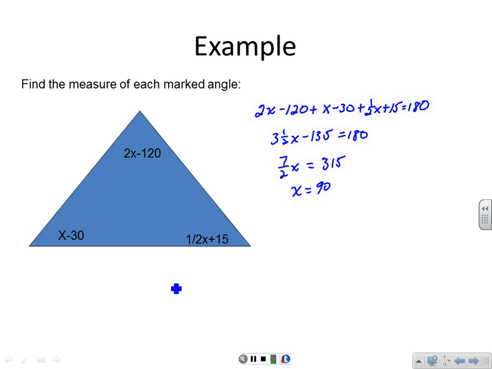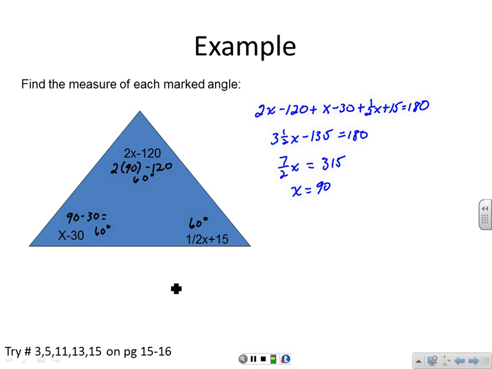And again, this is not your answer. That's just what x is. So now what we have to do is plug 90 in for this x and do the math. So we'll have 2 times 90 minus 120, and that's going to give us 60. So this angle is 60 degrees, and then for this x, if we do 90 minus 30, that's going to give us 60 degrees as well. And if you know anything about a triangle, this would be an equal angular triangle, so it's going to be another 60 degrees here.